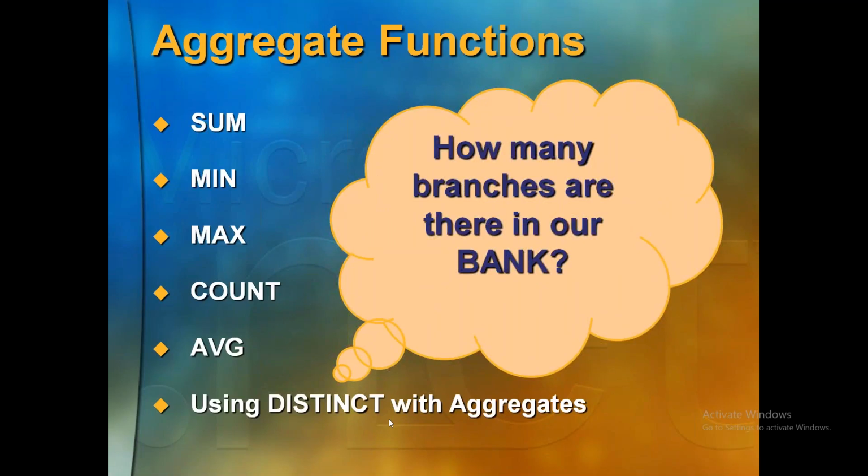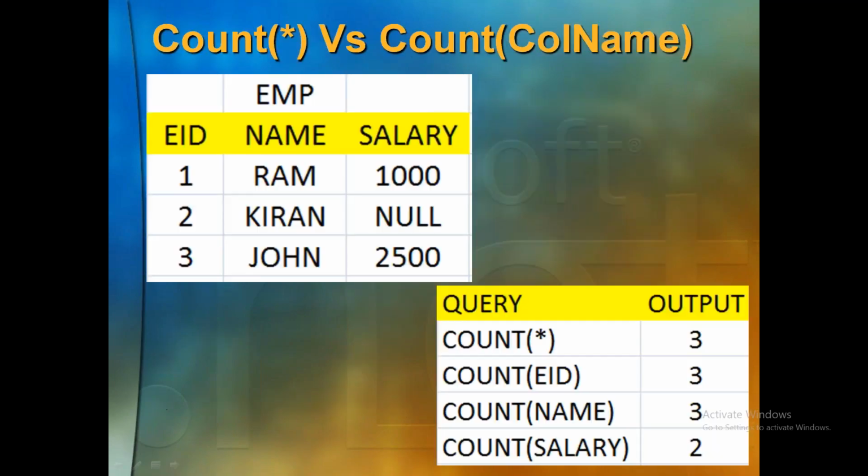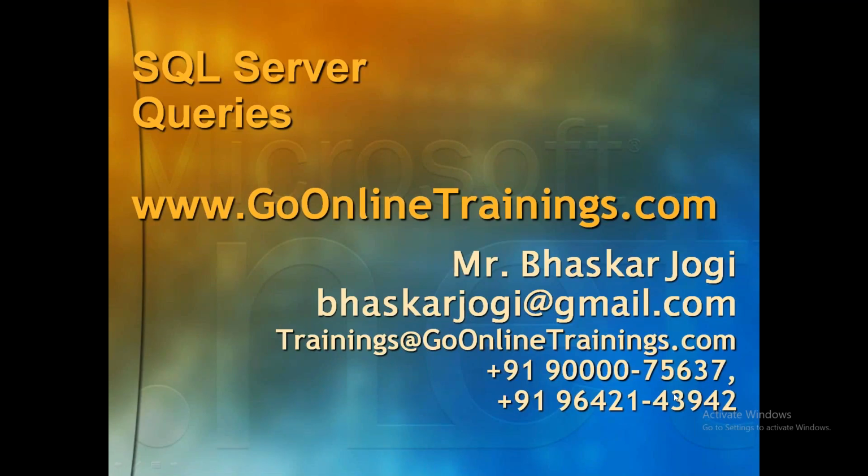How many branches are there in our bank? So we can use select count of distinct branch ID from the account master table. So this is also one more important thing. Distinct is used to eliminate duplicate data at the time of displaying. Clear? So already we know this example, right? Nulls will not get counted. Clear? So this completes the group by clause.